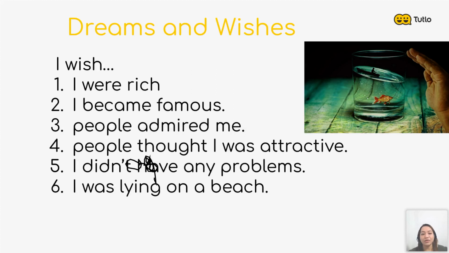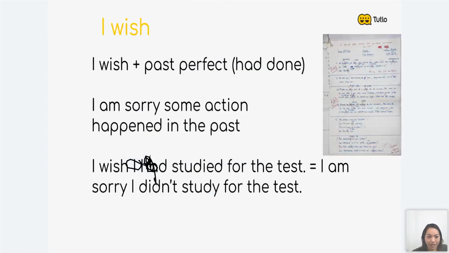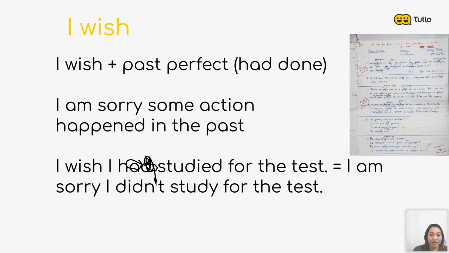Let's have another structure of I wish. For example, like this: I wish, and then the past perfect, had done. This is also another form that you can use. I am sorry some past action happened in the past. I wish I had studied for the test. So, of course, the opposite would be I am sorry I didn't study for the test. That's why you regret it, and then you're wishing the opposite situation, that you wish you had studied for the test. Past perfect.